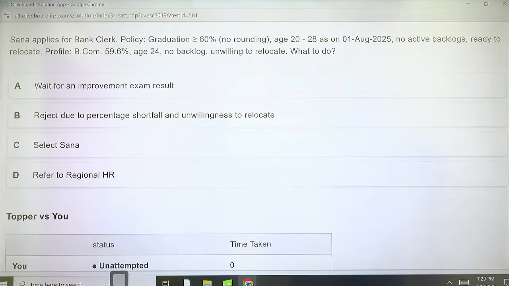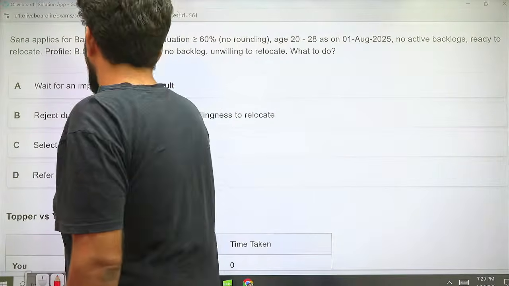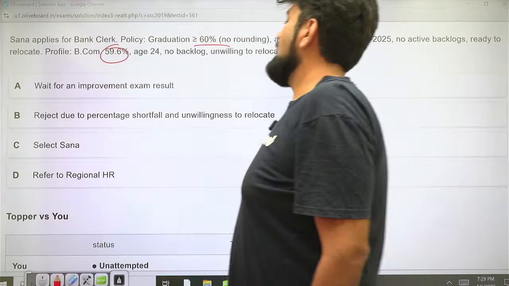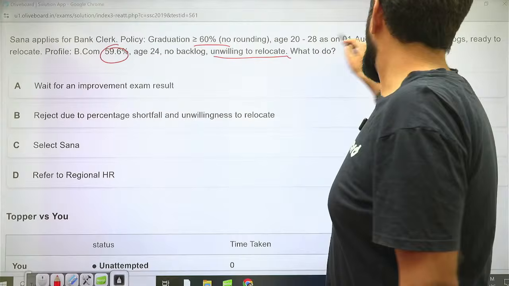Sana applies for bank clerk. Policy is graduation should be greater than or equal to 60%, no rounding off. Age should be between 20 to 28 as on 1st August 2025. No active backlogs and ready to relocate. Profile is she's BCom. Okay, that means graduation is done. 59.6%. No. So she has not completed as per the required criteria. Age is 24. Okay, fine. No backlog and unwilling to relocate. She has to be willing to relocate.